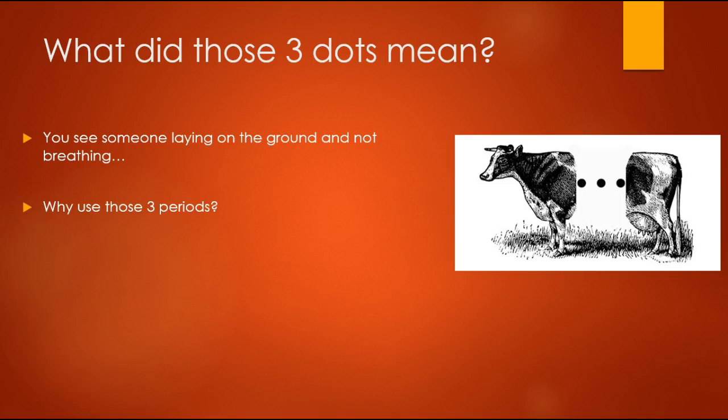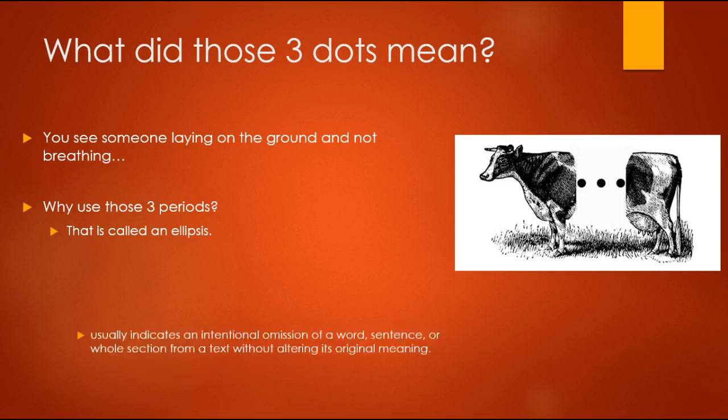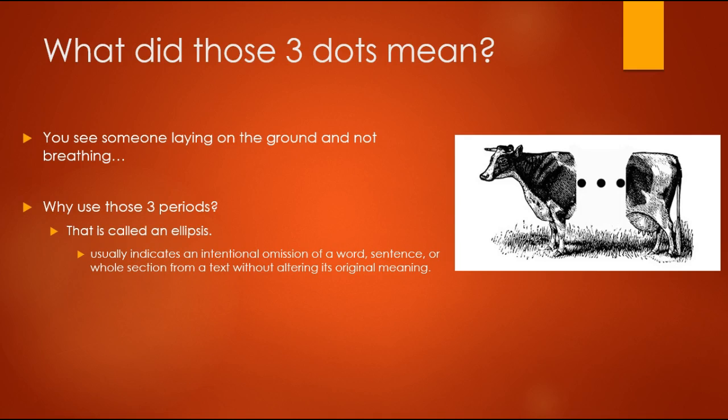If you look at my cow to the right, I got the first half of the cow, dot, dot, dot, last half of the cow. That is actually usually called an ellipsis. And I'm saying the word usually because it's not always called an ellipsis. What is an ellipsis? It usually indicates an intentional omission of a word, sentence, or whole section from a text without altering its original meaning.